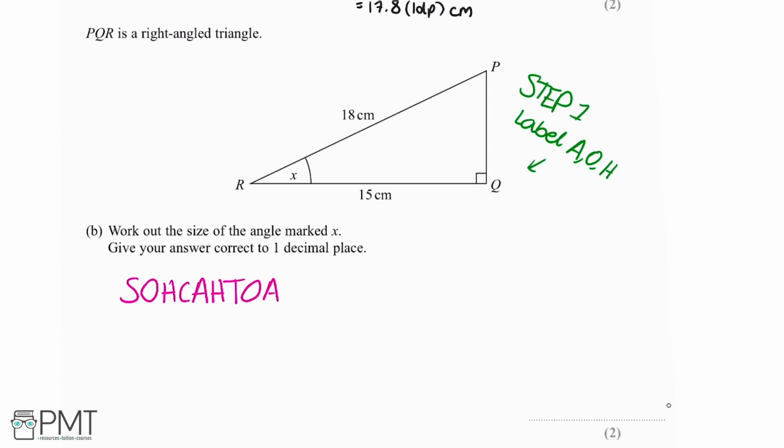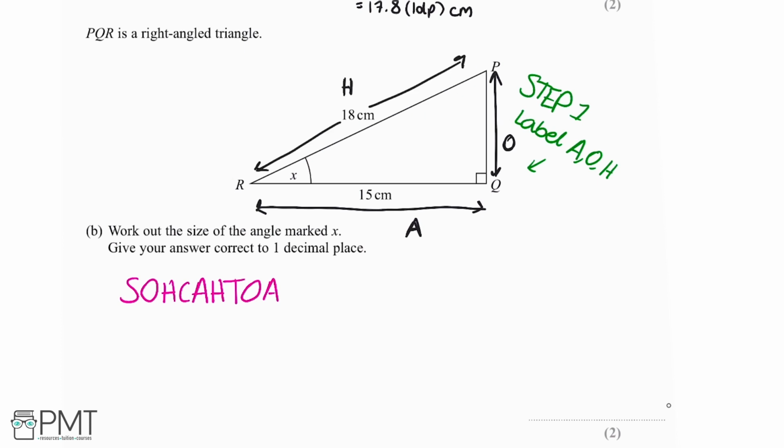So again, step 1 is to label A, O, and H. The one that's connected to the angle and the right angle is the adjacent side, so A. The side that's opposite the angle is opposite. And the last one here is the hypotenuse. So what information do we know? Well, we've got some information for the adjacent and for the hypotenuse. So this means we have to use cos, because that uses our information for the adjacent and hypotenuse.